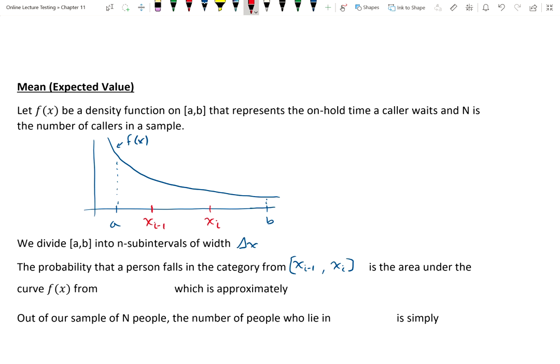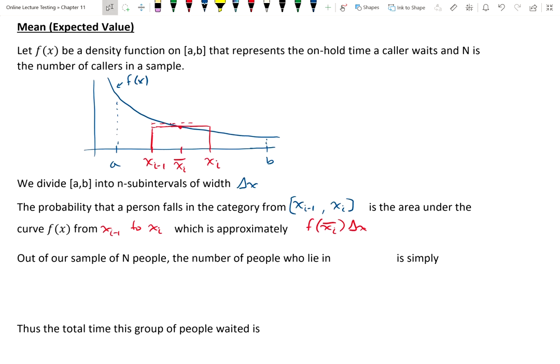It is the area underneath the curve f of x from x sub i minus 1 to x sub i, which is approximately equal to f of x sub i star times delta x. So f of x sub i star, again, is at the midpoint. So what we're saying is that the probability that a person falls into this category is the function value times the width of the interval. Again, the area of that box that we've created. So that's what this is representing: the probability that somebody falls within this category. All right, so if that's the case, again, this is our midpoint.